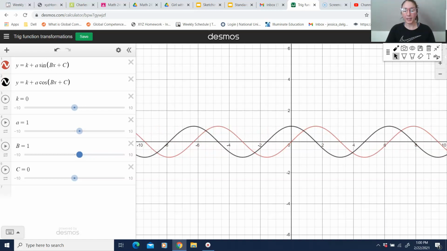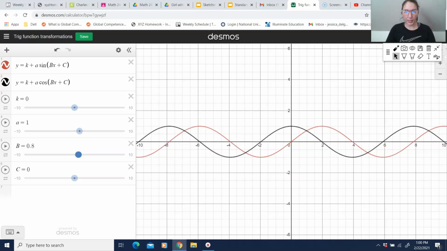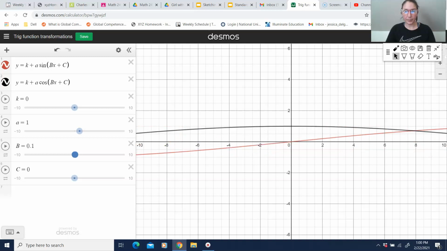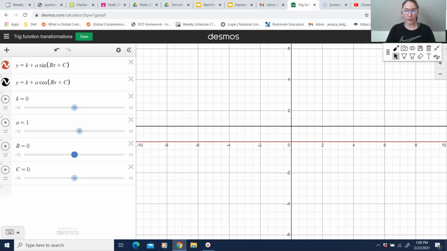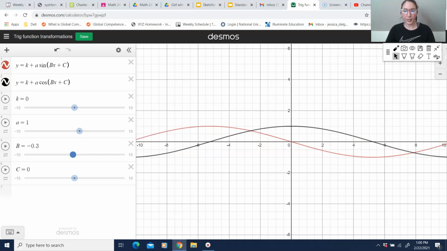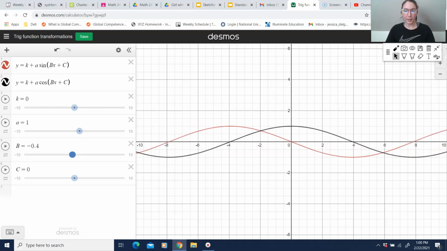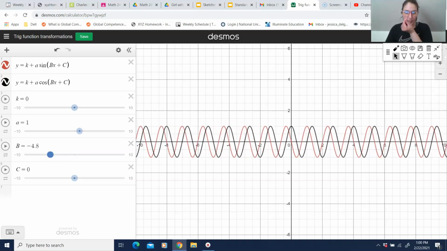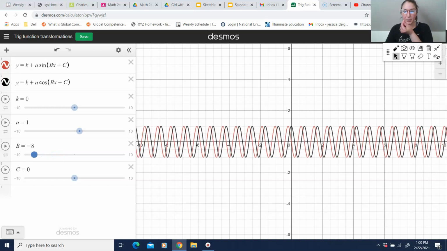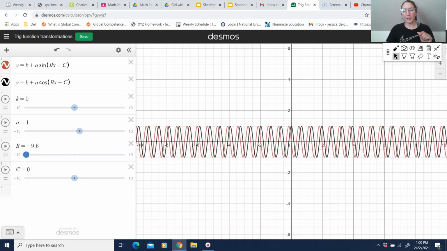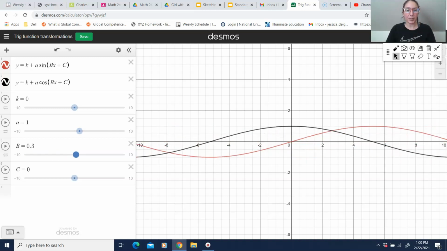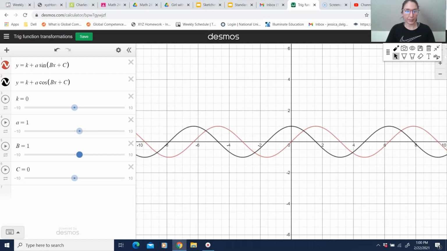Now look, as b gets less than 1, between 0 and 1, our period gets really, really long, right? Super long, and even negative. So b between 0 and negative 1 also stretches out. And then as we get high negative, look, it compacts. Again, our period gets really small. Okay, so b controls the period. The higher b, whether it's positive or negative, the smaller the period. The smaller the b, especially at any point between 0 and 1, the more stretched out it gets.